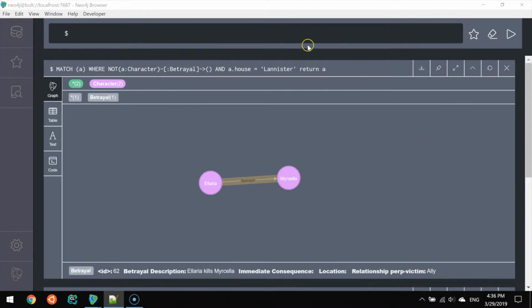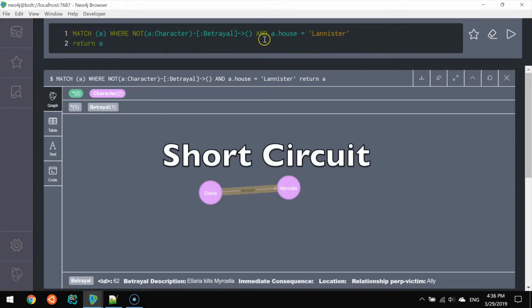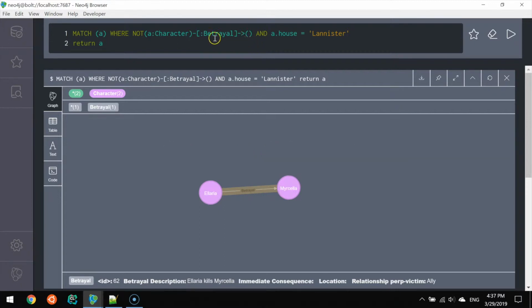Okay, now I want to note something important about the logic operators, and in this example, about the AND operator. Notice that we have two operands on the AND operator, the left operand and the right operand. The AND operator works with something that is called short circuit, which means that if the left operand doesn't evaluate to true, then we wouldn't even evaluate the right operand, because this entire expression will return false.